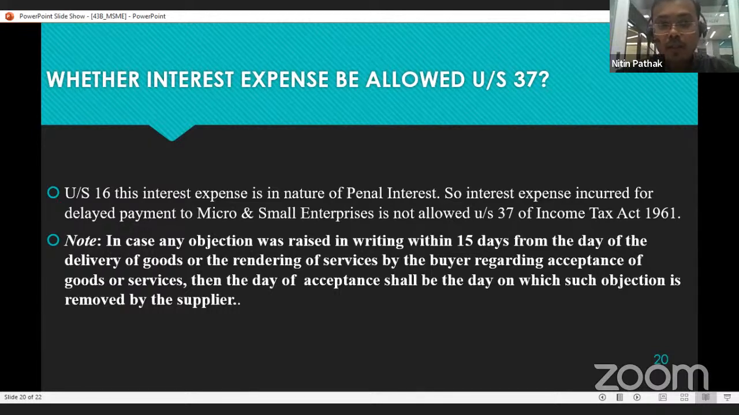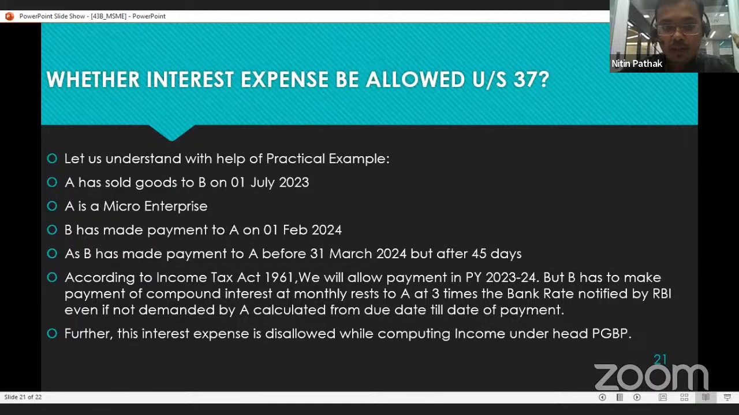Here, there is the interest provision. If the buyer makes payment to the supplier beyond the time limit specified by the MSME Act, then they need to pay compounding interest for the period between the date of delivery of the goods or rendering of the service and the actual date of payment. Interest needs to be paid by the buyer to the supplier for that period, and it is not an allowable expenditure under section 37 of the Income Tax Act.